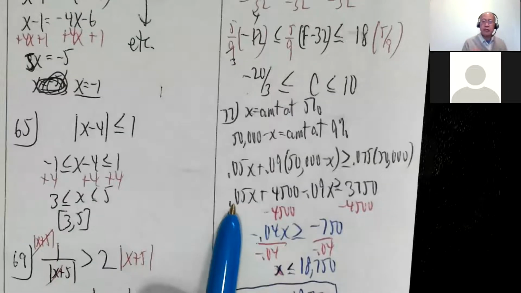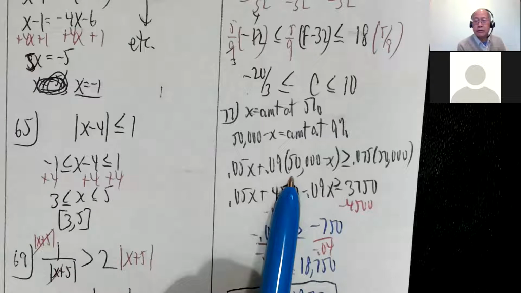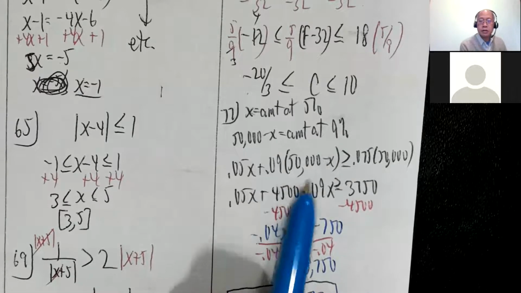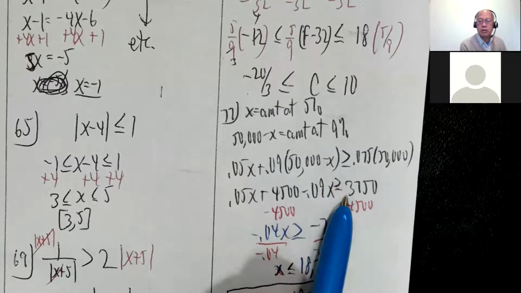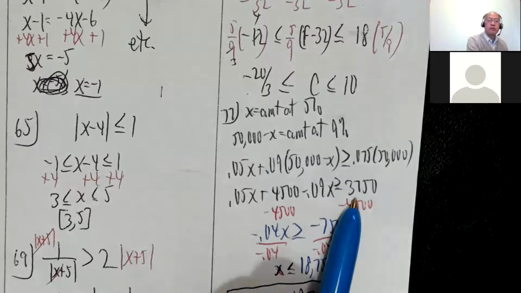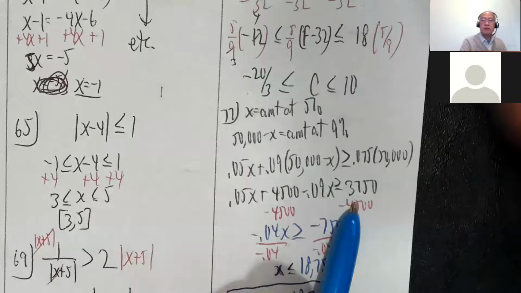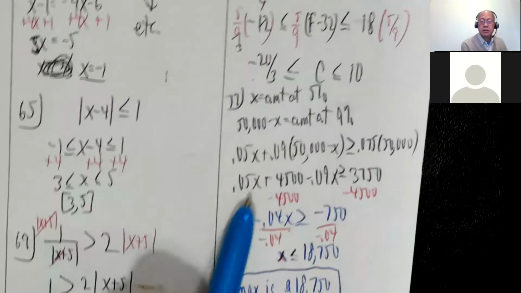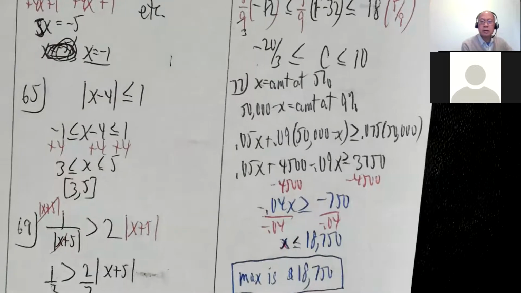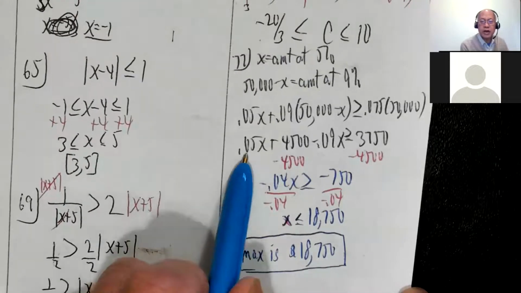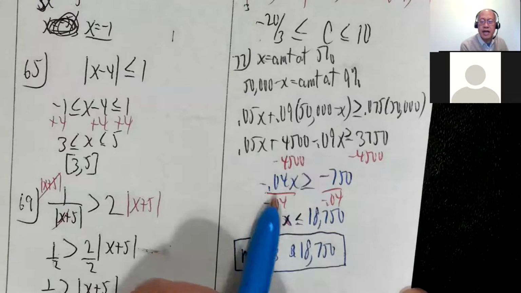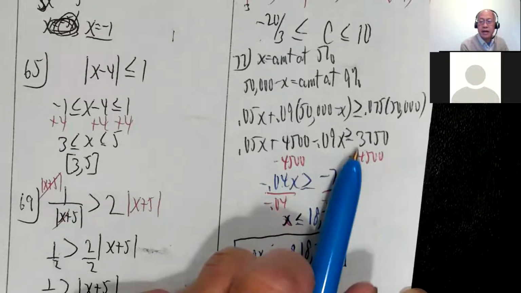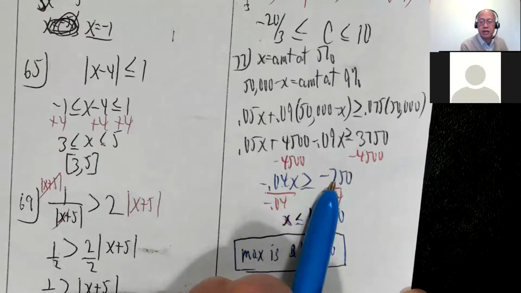Then I just cleaned that up. 0.05x plus 0.09 times 50,000, which is 4,500, minus 0.09x, greater than or equal to, punch that in your calculator. You can always use a calculator for any quiz or test or homework. That comes out to be 3,750. Subtract 4,500 on both sides. 0.05x minus 0.09x is negative 0.04x. And that minus that comes out to be negative 750.